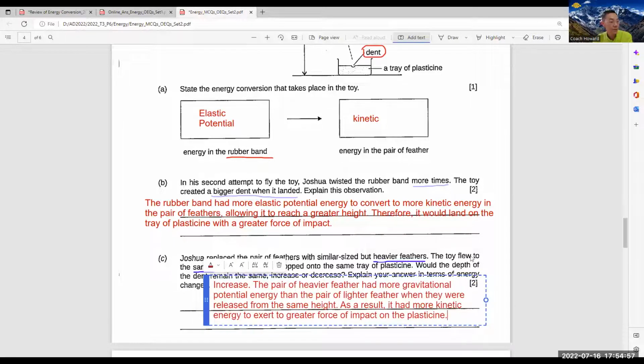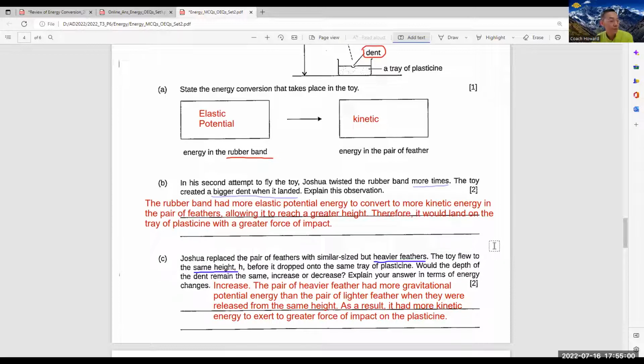So this is the answer you can write down. The pair of heavier feathers had more gravitational potential energy than a pair of lighter feathers when they were released from the same height. As a result, it had more kinetic energy to exert a greater force of impact on the plasticine. Okay, I will save this and send the screenshot to every one of you, for you to refer to the model answer. We have 5 minutes left. Hopefully we can finish everything on time.